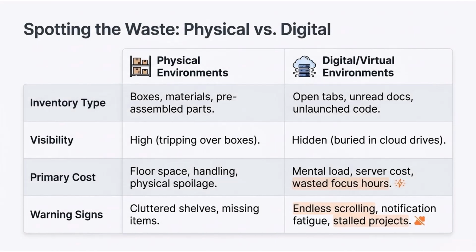So let's think about how you can spot this type of waste depending on whether you're in a physical or a digital environment. So let's think about inventory first. In a physical environment, it obviously looks like boxes or material or pre-assembled parts starting to pile up. But in a virtual environment, this could be lots of open tabs, unread documents, unlaunched code. All of them are telltale signs you're going to have overproduction somewhere.